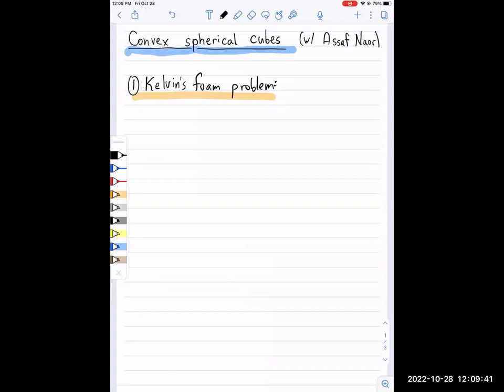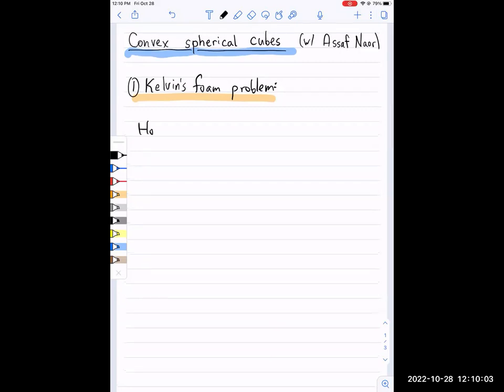Good. So Kelvin's foam problem. Kelvin wants to know how to partition space into bubbles. So he calls it foam. Basically, you want to partition space into cells, tiles. Choose the volume to be, say, 1, and minimize the surface area.